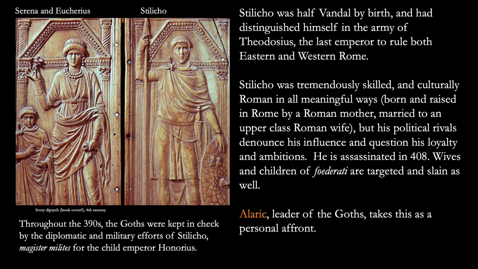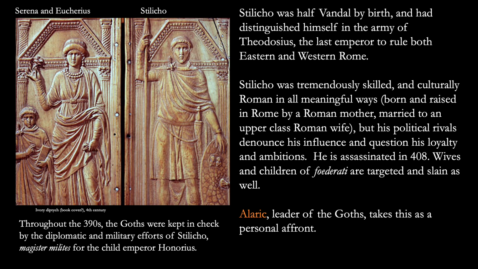And alongside Stiliko, the wives and children of foederati who were living in Rome, some of them as hostages, some of them not, are also going to be rounded up and killed as a way of showing that the traditional Roman Senate and legions would not be pushed around by these lousy barbarians. Alaric, the leader of the Goths, as you can imagine, is deeply offended by this, killing women and children and slaying his political counterpart, Stiliko. All of this was considered deep provocation.